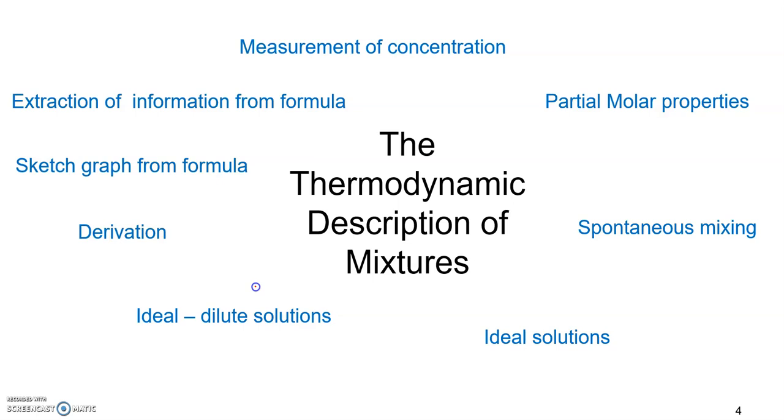We will derive a formula from our Gibbs energy derivation. We will derive from there how to get another formula, and then we try to sketch a graph from the formula that we derived before. We also need to know how to extract necessary information from the formula. So we know what the formula is, how to use it, what functions we can obtain from it, and a lot more.